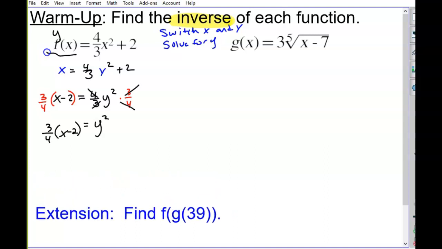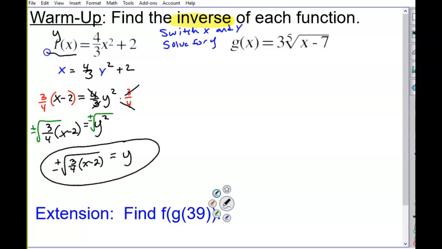And then my last step is to get rid of the squared value. So we're going to take the square root. Just remember when you do that, you do get two answers here. You get a plus and a minus. So I get plus or minus the square root of 3/4 times x minus 2, equals y. And then the only thing we need to do, just to make sure that we know that this is actually the inverse function, is we put that little negative 1 up. That's the symbol for inverse.